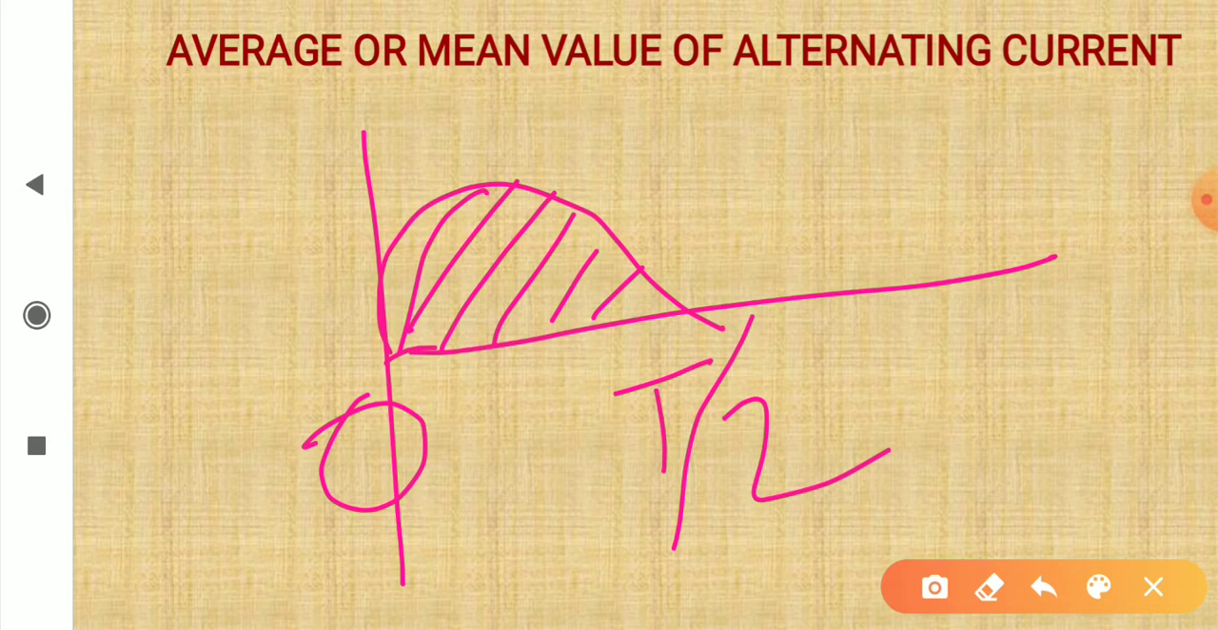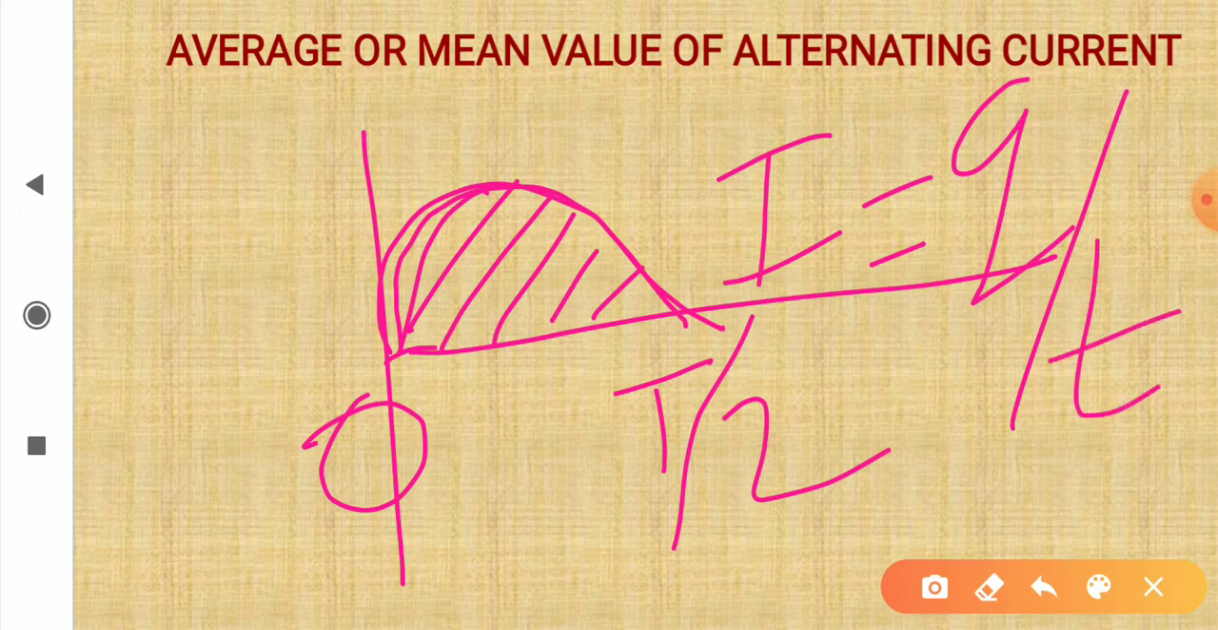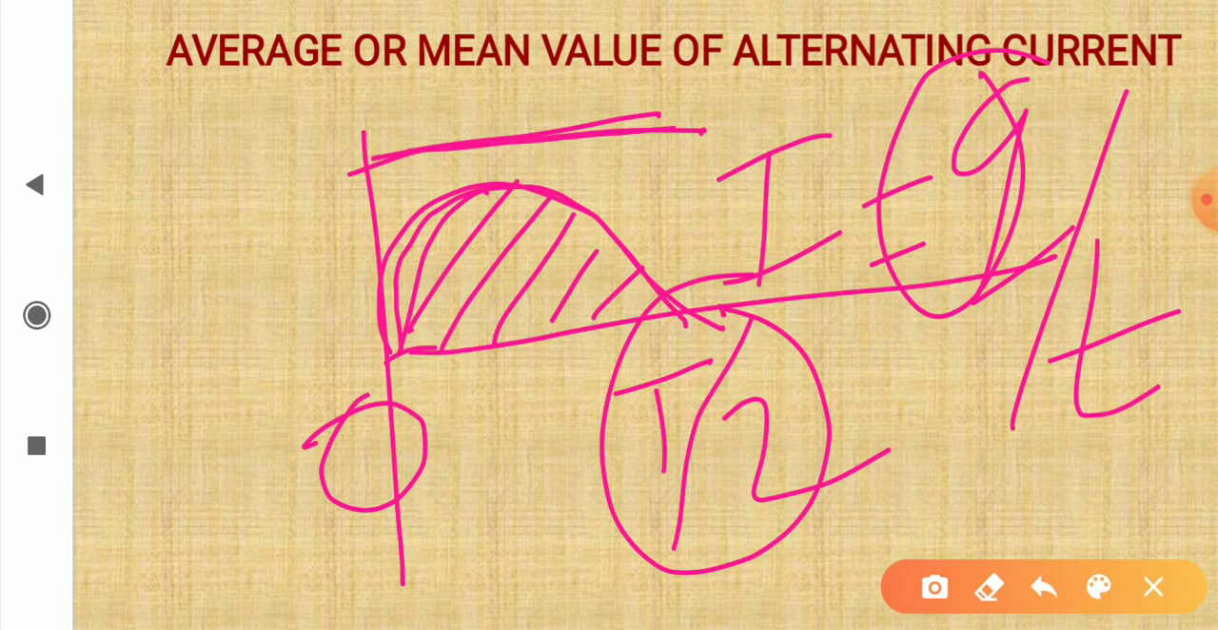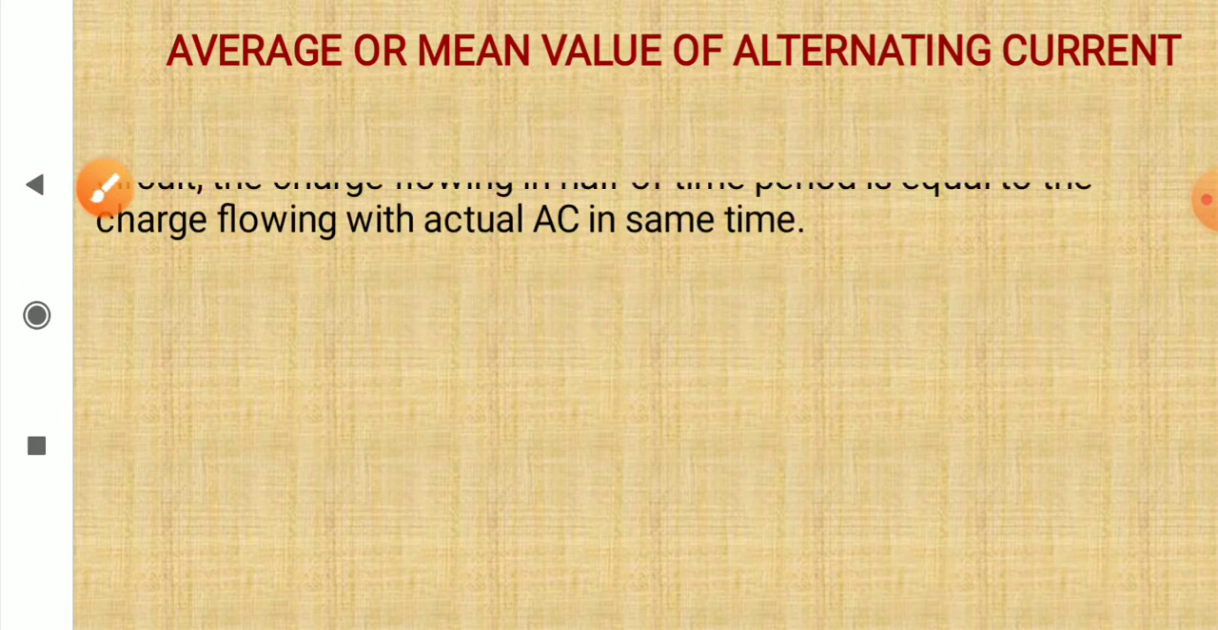So let's see how we define it. So in this half cycle, the current will make some charges pass through the circuit. You know that current is rate of flow of charges. So in place of this current, if we have a constant current, steady current, and that steady current sends the same amount of charge in this time only, half time period, then that steady current will be called average or mean value of alternating current. So that is the definition that you must understand.